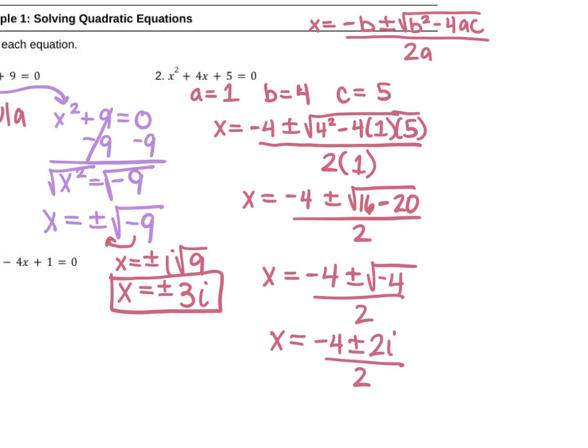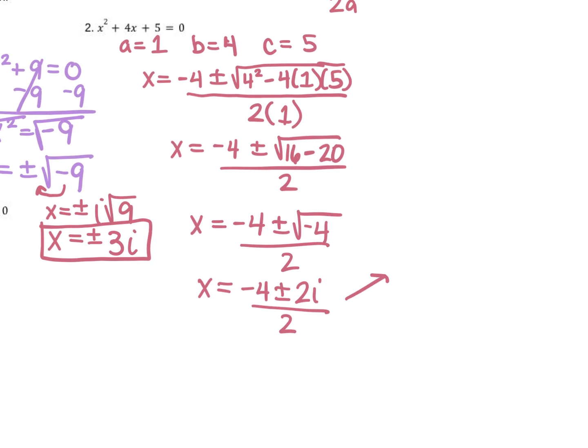Over 2, and then we can write our two equations. So we're going to go -4 plus 2i over 2. And then we're going to go -4 minus 2i over 2. Now, we can't combine the 4 and the 2i, right? But can we divide -4 and 2 by 2? We sure can. So we're going to do that.